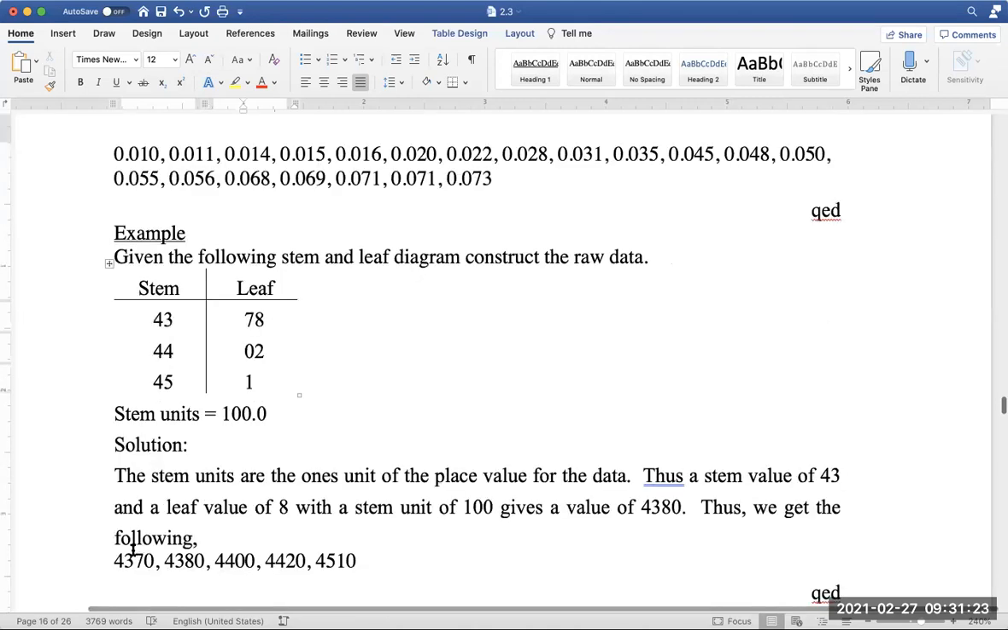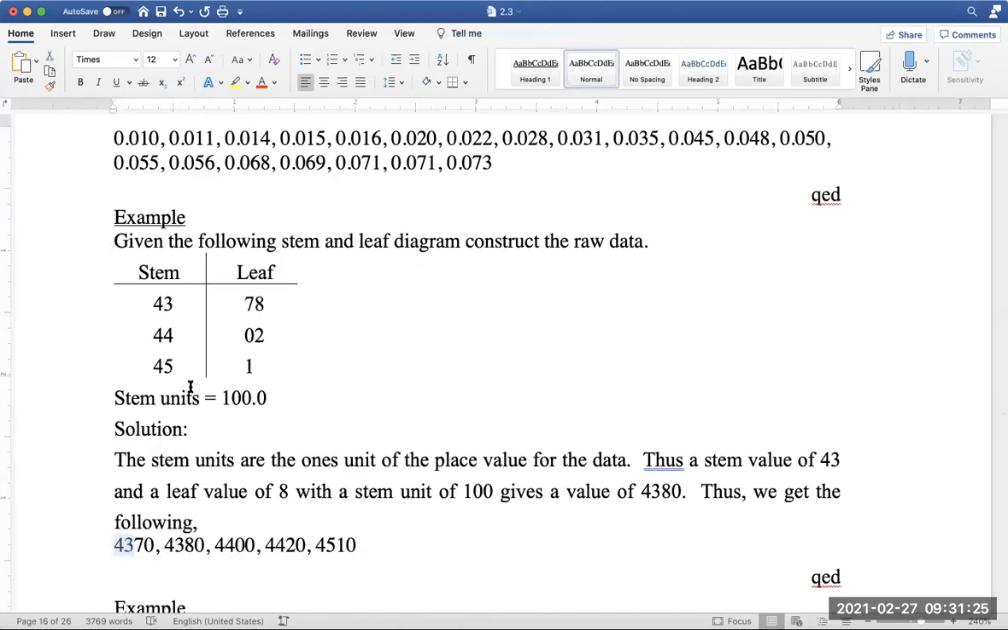The 3 here from the stem is in the hundreds place value. And so 43, 7, and then in order to make this a hundreds value, you need to add a 0. And so 4370, 4380, 4400, 4420, 4510. And that's my raw data.